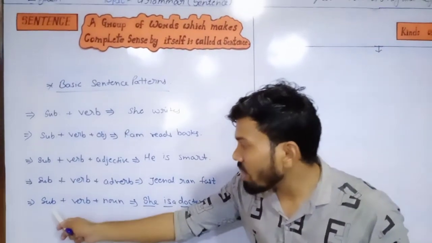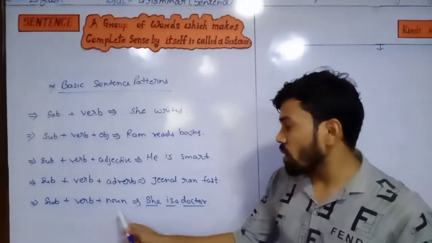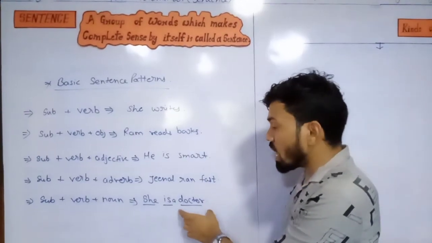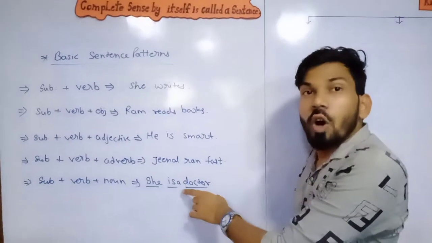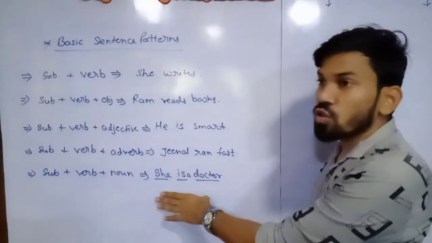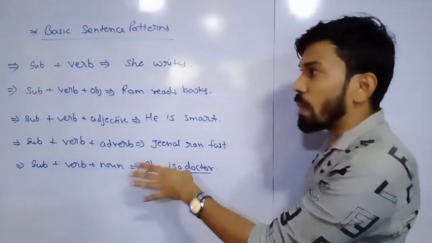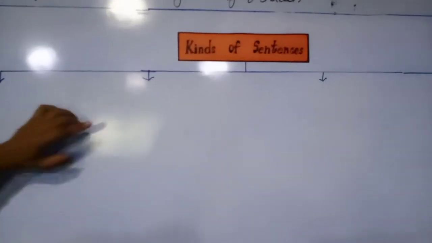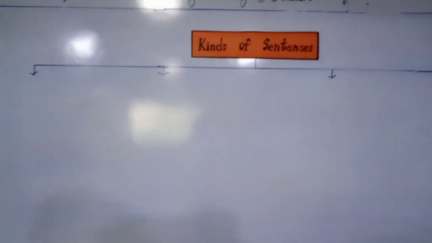And the last we have subject, verb and noun, like "She is a doctor." So at the last we have a noun in the place of the object. That is also a type of pattern of the sentence. Now let's move to the types of sentence. Here we have four types of sentences.